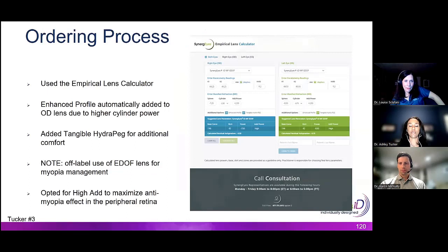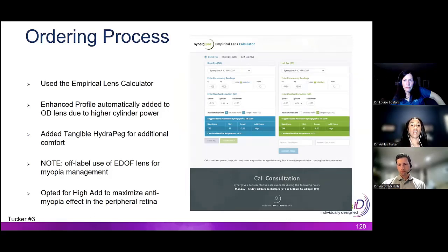So again, I used my trusty calculator. Did have to use enhanced profile lens on the right eye because of the high still. Because she had worn contact lenses before, I did opt for tangible hydropeg. That does make a noticeable difference in comfort. I hydropeg all of my lenses for myself, and I hydropeg them for any patient that I feel that it's appropriate for.